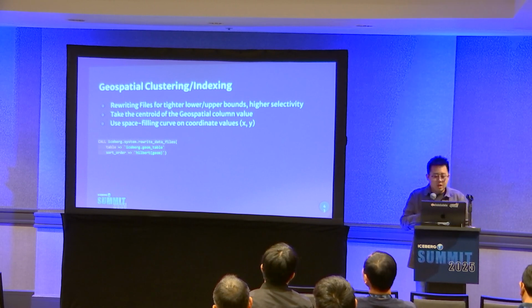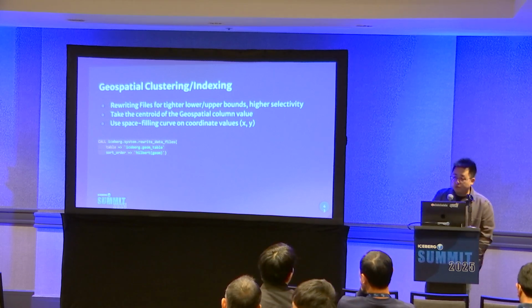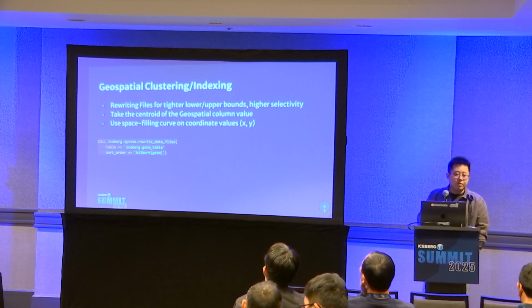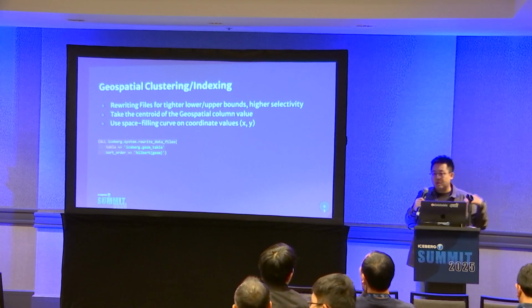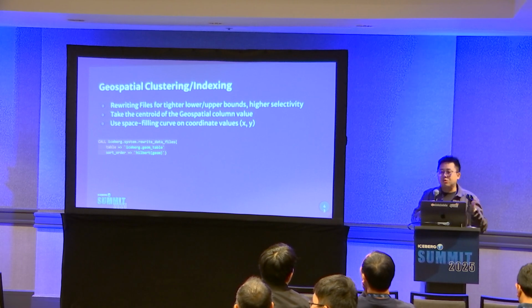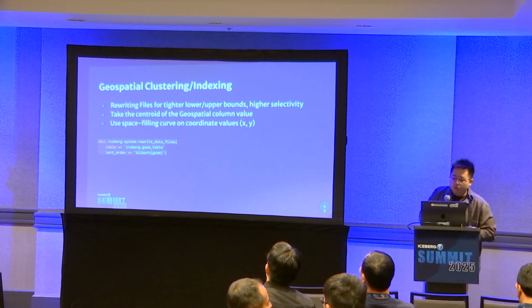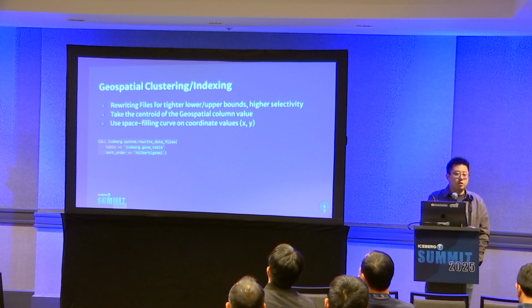So if we can rewrite the geospatial data, or rewrite the files, based on their spatial proximity, that can actually give us much tighter lower bound and upper bound. That eventually gives us very high selectivity, meaning that when you do filter push down, you can pretty much skip most of the data that is irrelevant to the query. So we plan to also add this function to our Iceberg Geo implementation.